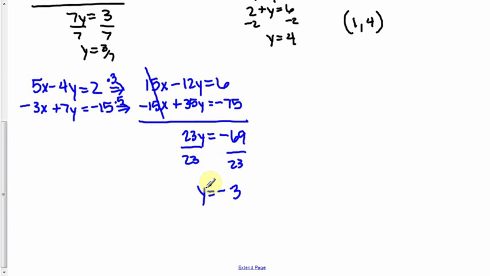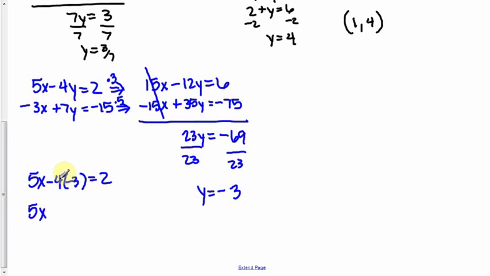Now, you're going to take that y and you're going to put it back in. I usually go back to the originals because these numbers are big, and like I said, I'd rather work with smaller numbers. So I'm going to go back to whichever one of those looks the easiest. The top one only has one negative in it, so I'm going to go with that one. So 5x minus 4 times y, which is negative 3, equals 2. Those numbers are a little smaller as well.